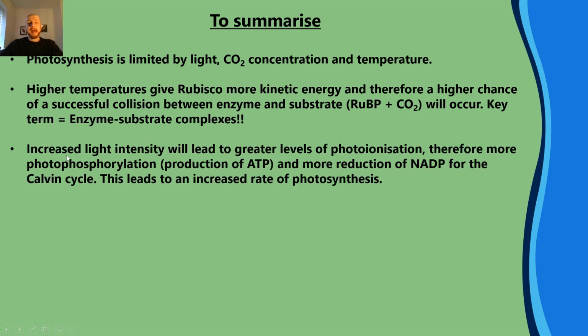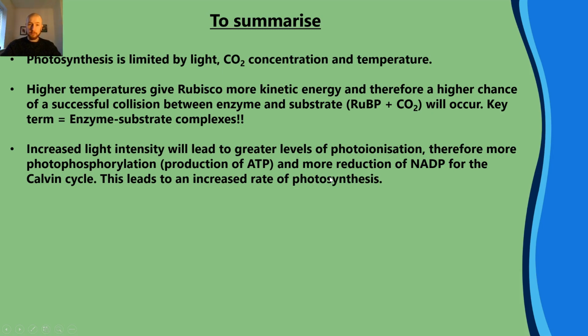Next, increased light intensity will lead to greater levels of photoionization, therefore more photophosphorylation, which is the production of ATP, and more reduction of NADP for the Calvin cycle. Now I've hit you with a lot of words there, but basically photoionization means making ions using light, so when we have electrons moving, and photophosphorylation means adding a phosphate to ADP to form ATP. So if we have more production of ATP and more reduction of NADP to NADPH, that means the Calvin cycle can occur at a faster rate and therefore will have an increased rate of photosynthesis.